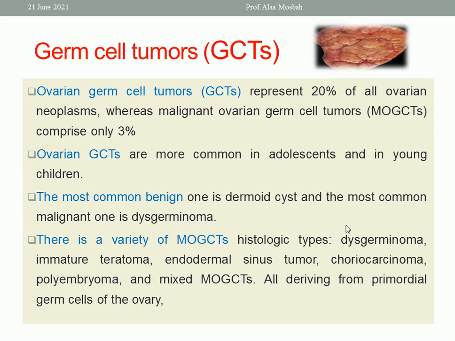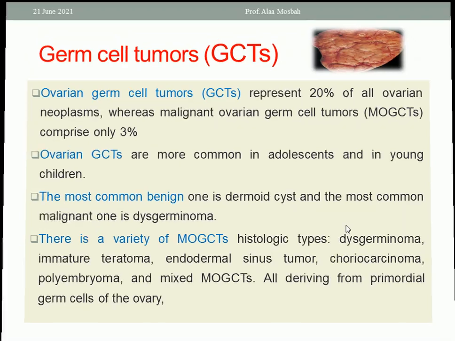What is the age common in germ cell tumor? The adolescent and the young children. And the most common benign tumor for germ cell tumor is a dermoid cyst or benign mature cystic teratoma, and the most common malignant one, as we mentioned before, is dysgerminoma. So there is a variety of malignant ovarian germ cell tumor histologic types like dysgerminoma, the undifferentiated one, immature teratoma, endodermal sinus tumor, carcinomas, polyembryoma, and the mixed malignant ovarian germ cell tumor. All these tumors derive from primordial germ cells of the ovary. That's why we call it germ cell tumor.